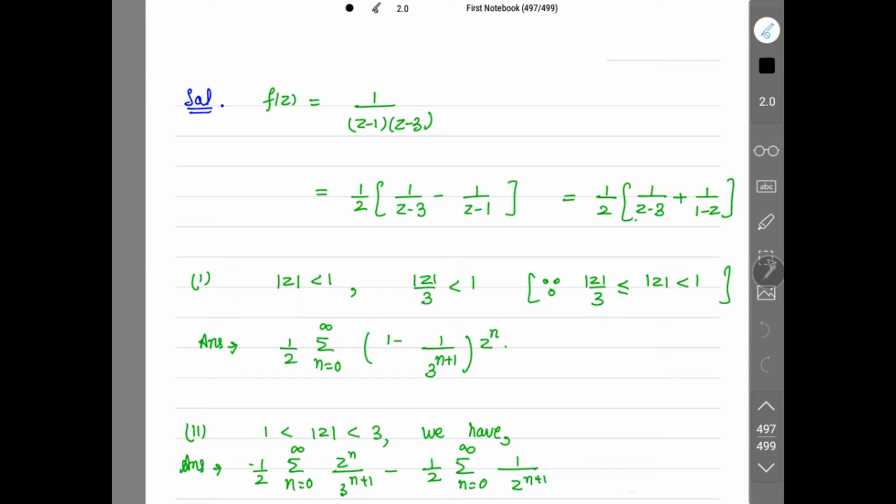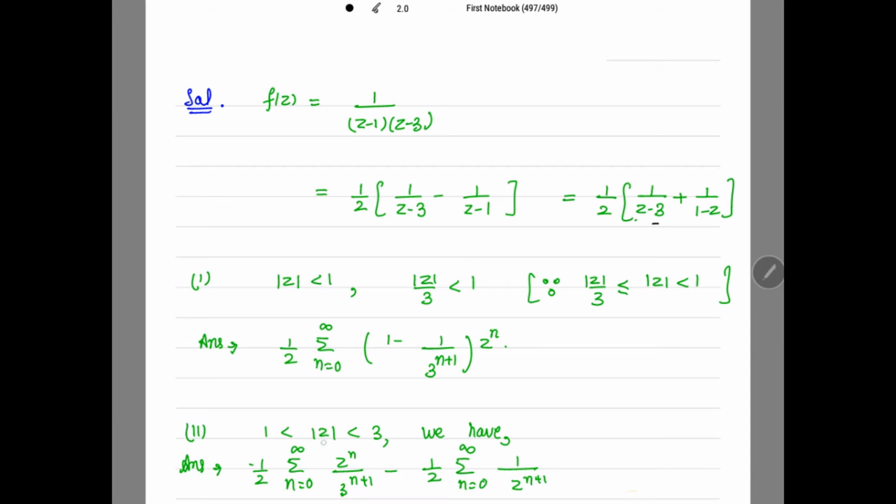For the first part, I have mod z less than 1. So, check. Mod z less than 1. I should take 3 common from here, so this will be mod z by 3 less than 1. If mod z is less than 1, obviously mod z by 3 is less than mod z, which is further less than 1. So, I should take 3 common, because I need z to remain in the numerator in this fraction. For the second one, 1 minus z, no need to take anything common, it's simple. You have mod z less than 1, just expand this.